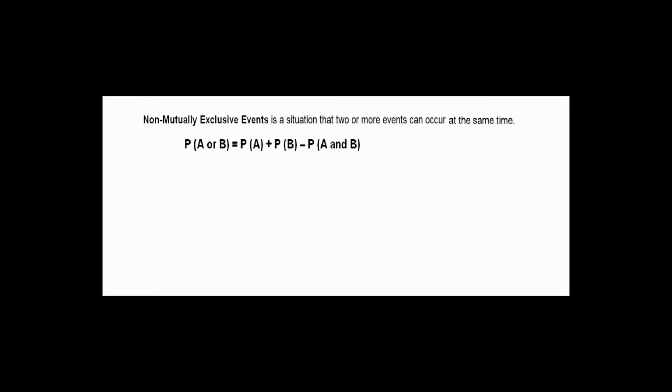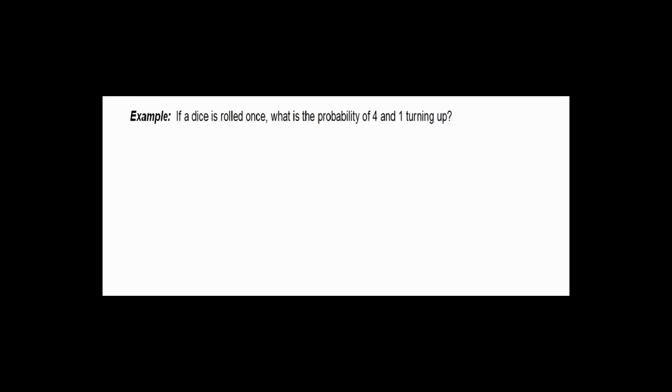Example: if a dice is rolled once, what is the probability of a 4 or 1 turning up? So the solution will be, if you still remember, we need to find the sample space. Here, the sample space is 6 because the dice has 6 faces. So here, let A be the event of getting a 4. Thus, n(A) is equal to 1.